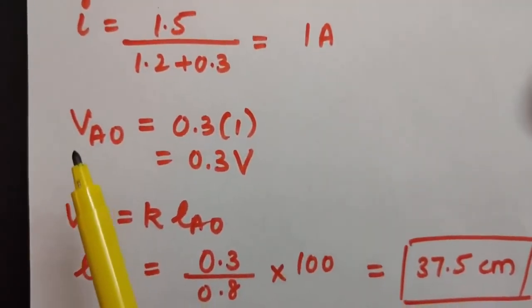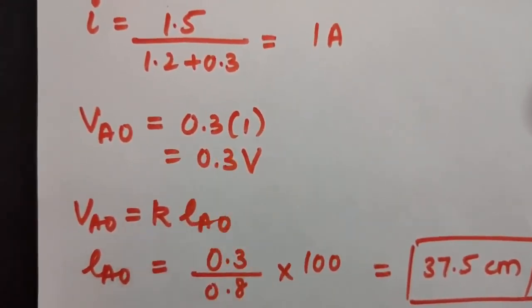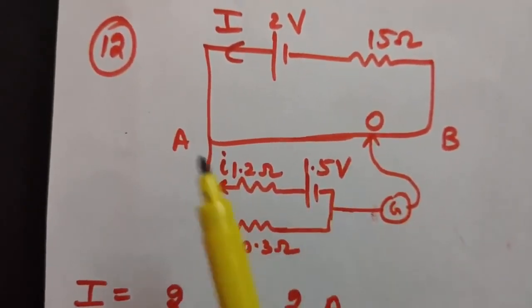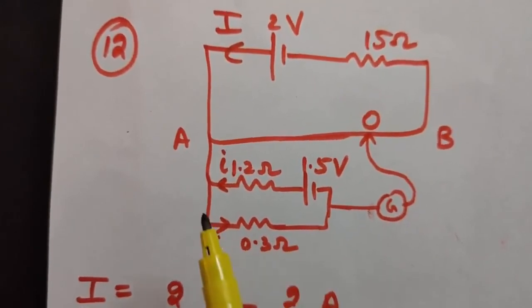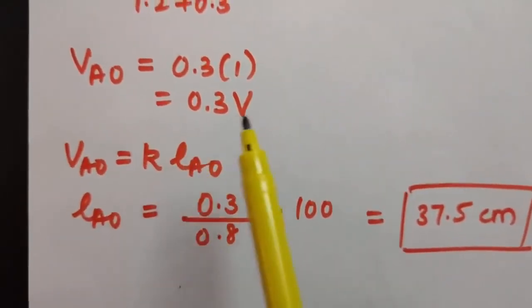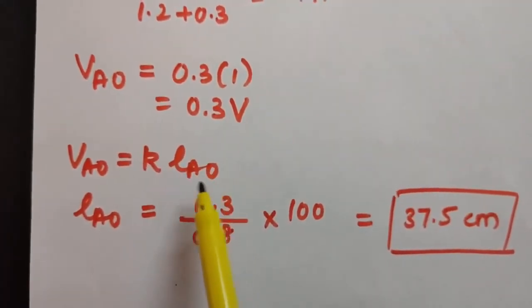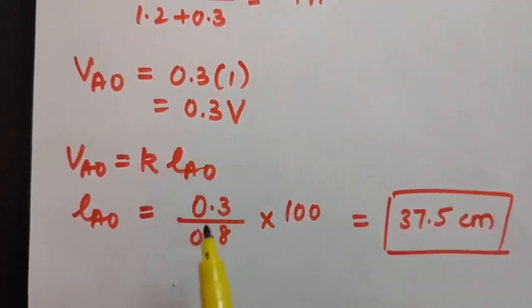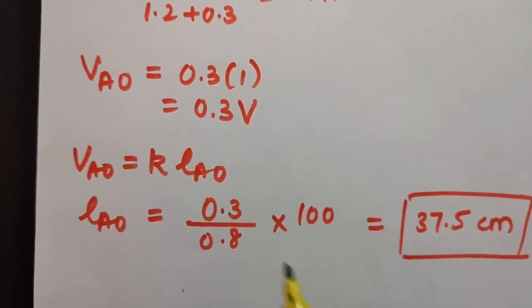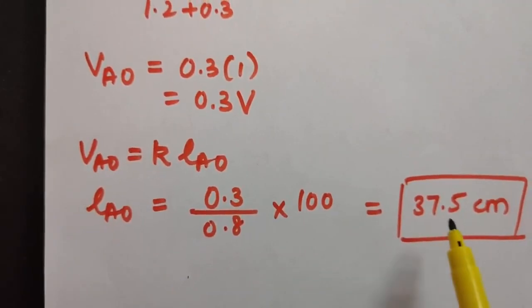Now to calculate potential across AO, we will be using IR. So I is 1 and resistance is 0.3 ohms. So as you can see in this circuit, the potential across AO will be due to this resistance because current is flowing like this. Okay. So VAO will come to be 0.3 volts. Now again V is equal to KL. We have to calculate L, that is length of AO. So that will be VAO, that is 0.3 volts, and K, that is 0.8, which we have calculated in first part. Multiply by 100 because I am converting it into centimeters. So the answer will come to be 37.5 centimeters.